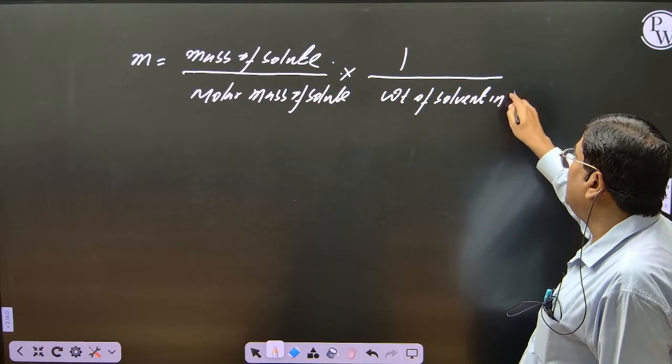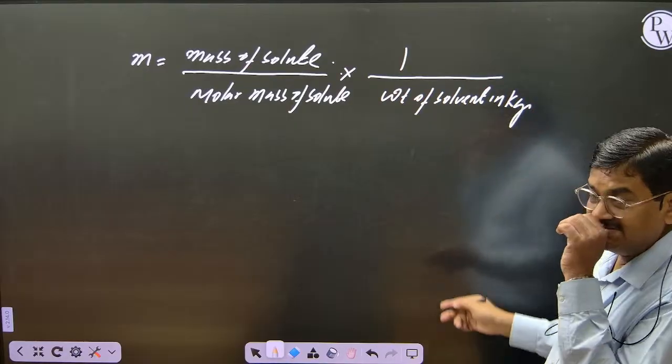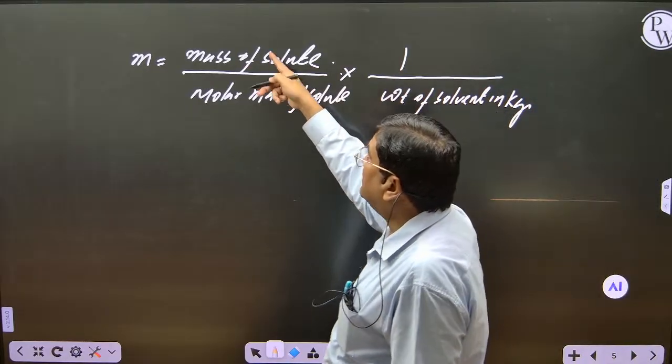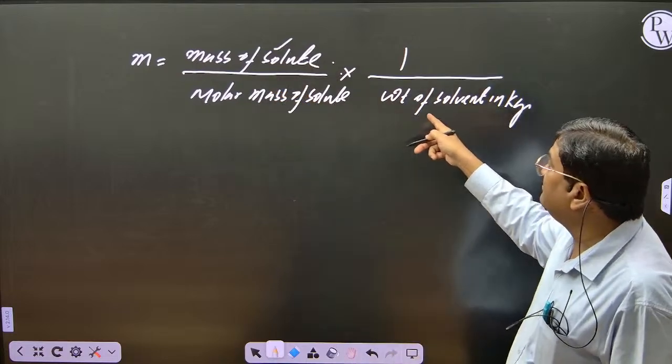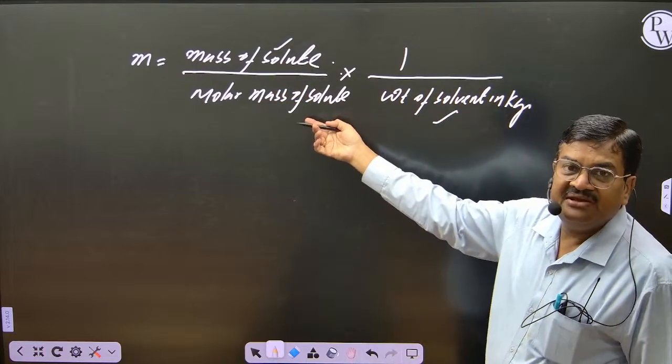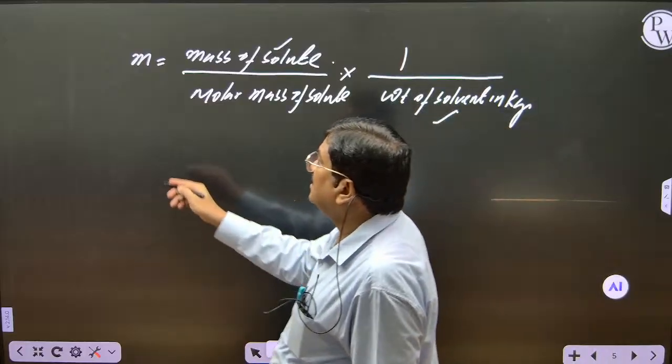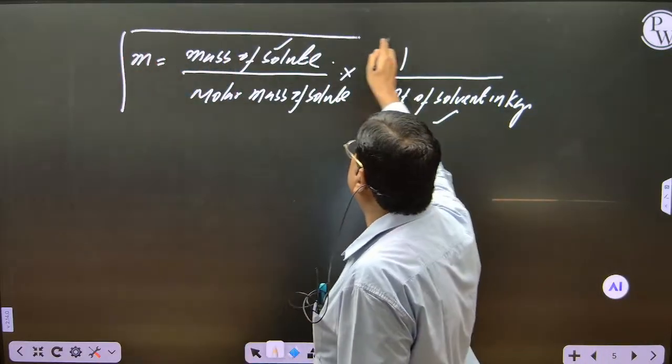Weight of solvent in kilogram. This is the relation. That means in the problem, mass of solute will be given, mass of solvent will be given. Molar mass we can find out from the substance. And place this relation in a box.